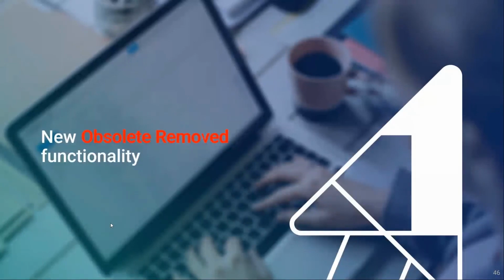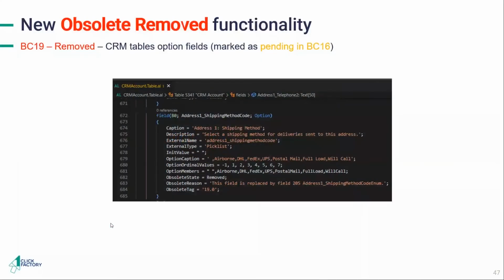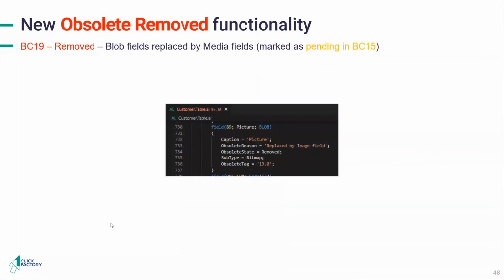Then what was removed by Microsoft? The CRM table option fields, they were pending in Business Central 18. Blob fields, all blob fields were replaced by media fields. Again, this was marked as obsolete very long ago, in the Business Central 15 version. Finally, in Business Central 19, everything is removed and media fields only can be used to store pictures. And you see the customer table picture. If you are using it, please keep in mind that it is removed and you need to use a media field instead of blob.